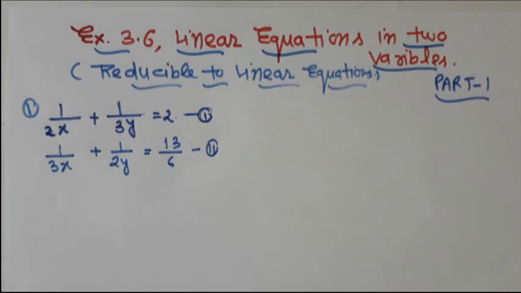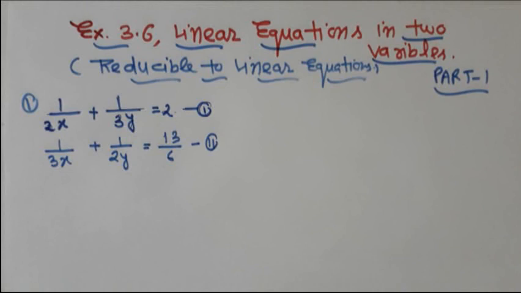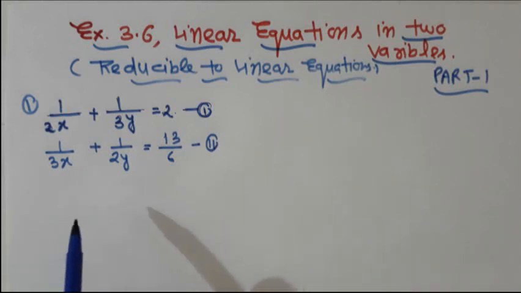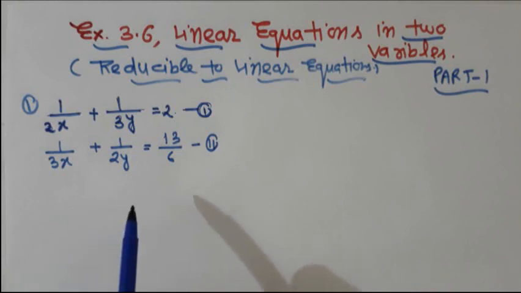This exercise is very important, and many questions in the reference book are based on these tricks. So now we will start question number 1 of this exercise. Question number 1 is: 1 upon 2x plus 1 upon 3y is equal to 2, and the second equation is 1 upon 3x plus 1 upon 2y is equal to 13 upon 6. We have to find the value of x and y.